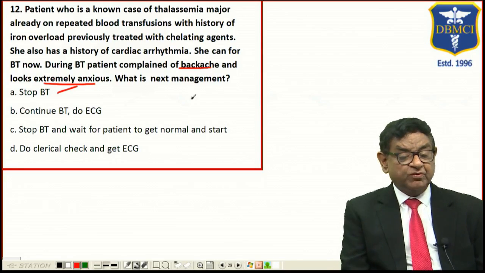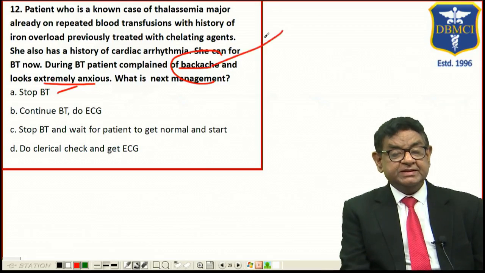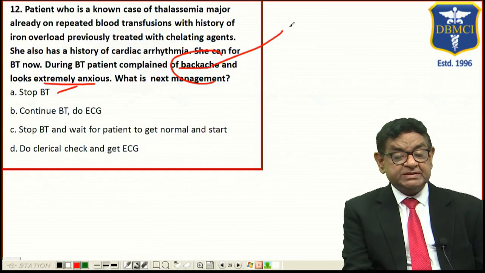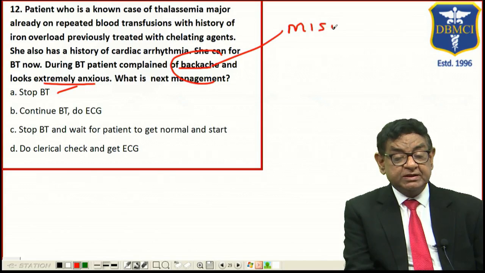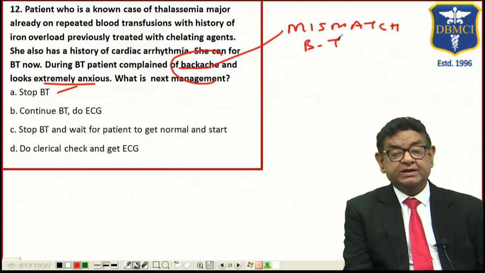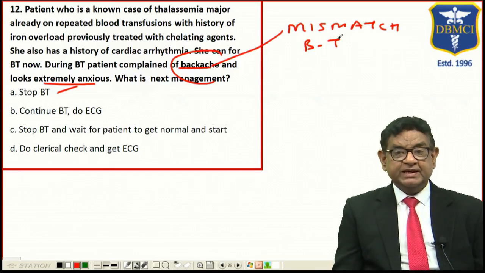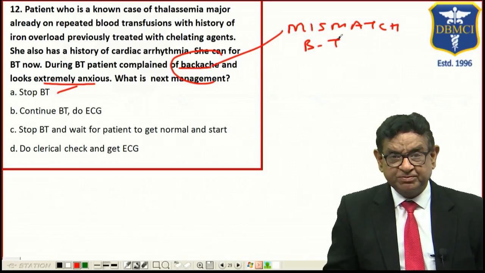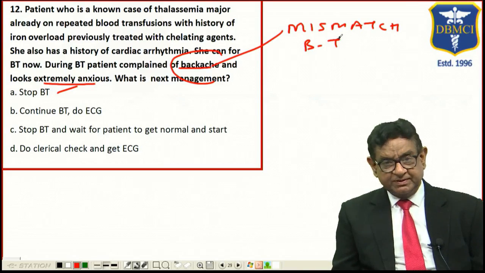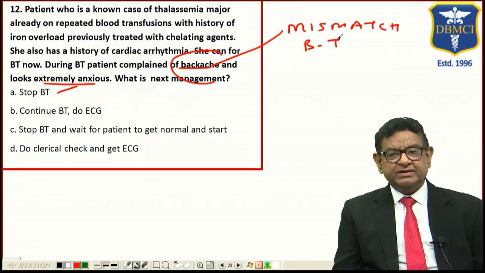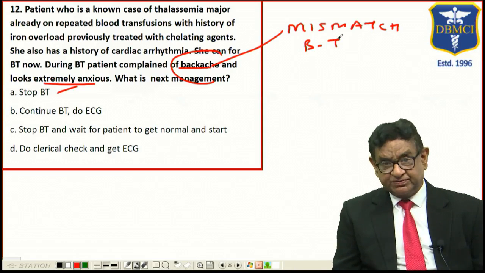Why? First of all, why does he have this problem? This is the classical feature of mismatched blood transfusion. That means the patient must be having blood group B, and somebody by mistake has given blood group A. That's the reason. And this happened within minutes of starting the blood transfusion.